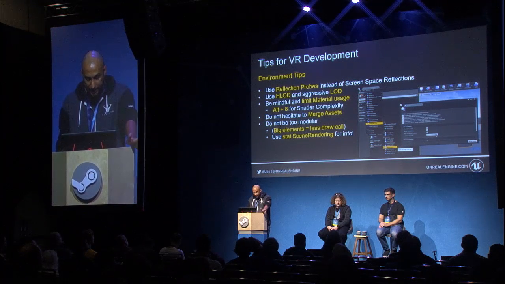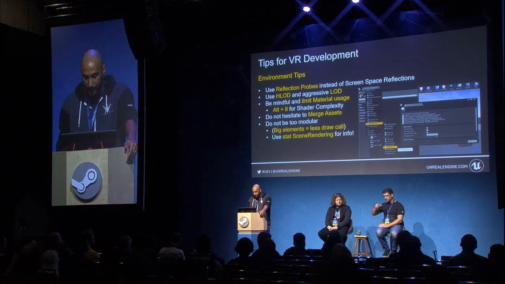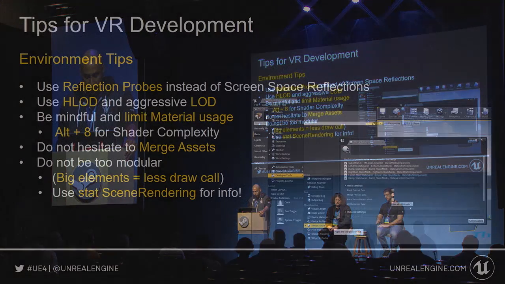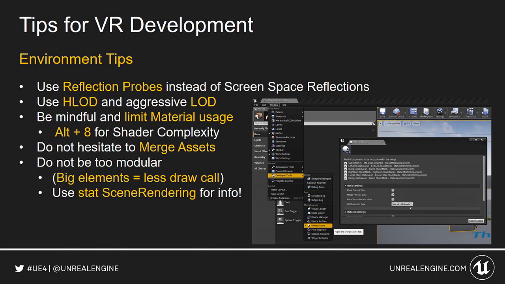Try to merge assets, if you can, with our Merge Actor tool. This will combine multiple static meshes into a single new actor, resulting in fewer draw calls. Materials will also be baked together into a single material with a series of custom textures. It's really easy to use. Select your desired meshes, merge them together, and that's a quick instant savings.